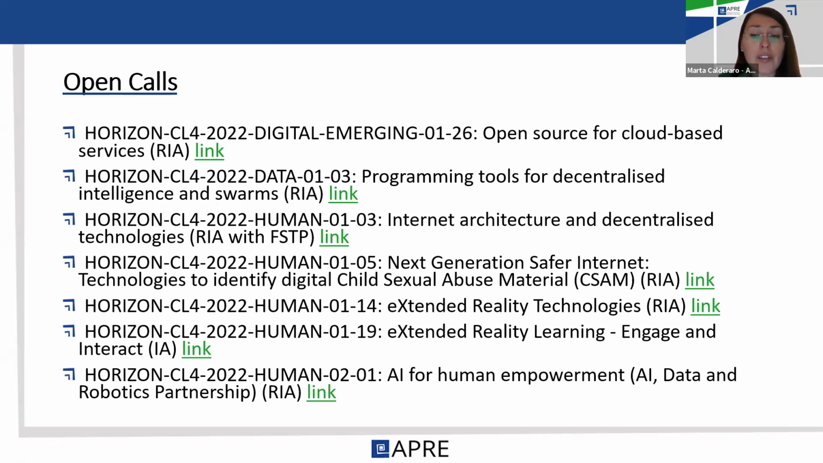We have in particular a connection within the overall frame of extended reality technologies concerning research and innovation actions in novel technologies and in the interaction with the human, and as well concerning extended reality learning, to engage and interact with learning dedicated technologies. And we have as well a topic called Open on AI for Human Empowerment. I have given you all the links that are going to be provided to you, so you have the chance to look at such funding opportunities also afterwards.